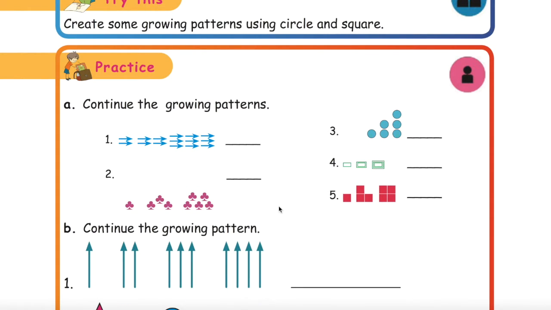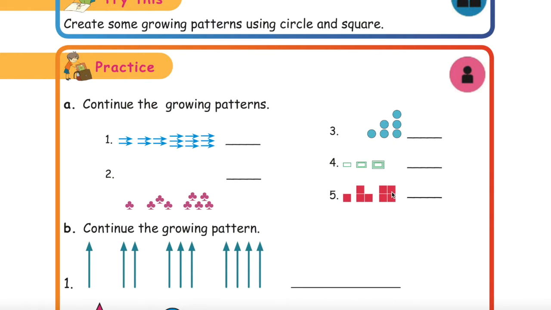Continue the growing patterns. See, these are two arrows, 3, 3, 3, then 4, 4, 4, like that. Here one ball is there, two balls, three balls. Here 4 balls should be there. See, one here, after that 1 and 2 came. Here 2 and 3 came, so here 3 and 4 should come. One rectangle, two rectangles, three rectangles, four rectangles.